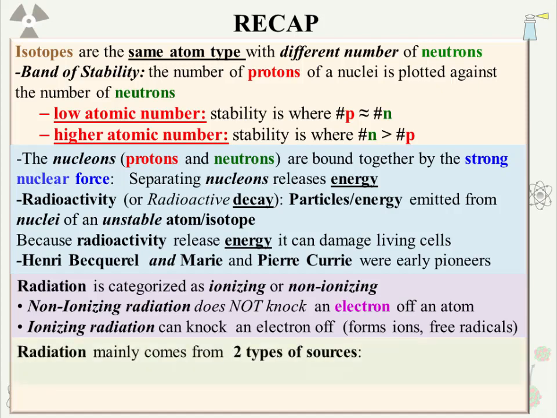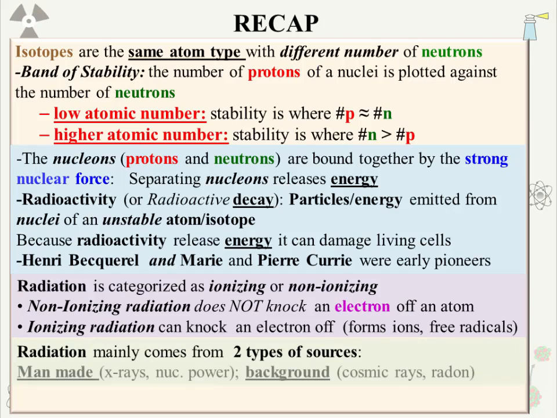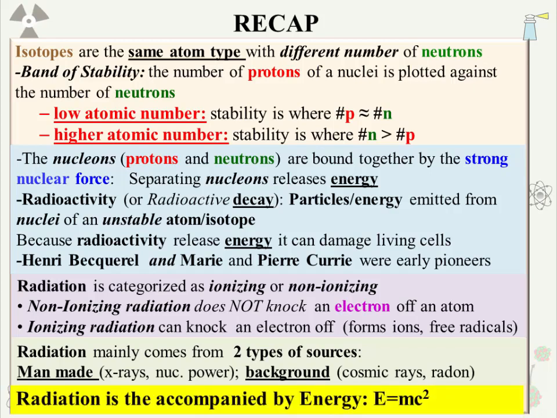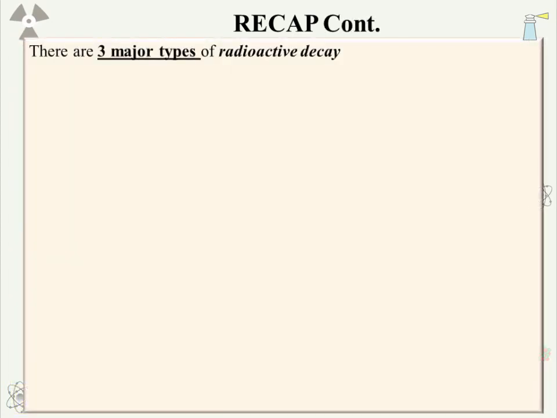Radiation mainly comes from two sources. There's the man-made stuff like X-rays and nuclear power, and then there's background radiation that comes from sources like cosmic rays and radon gas. Radiation is accompanied by energy equals mc squared. There are three major types of radioactive decay.